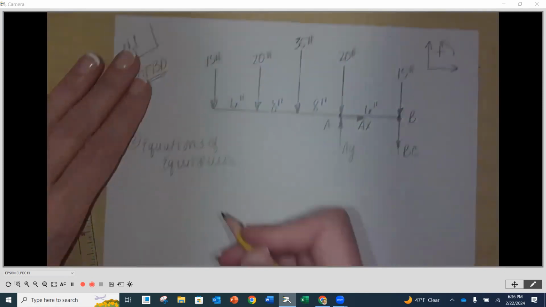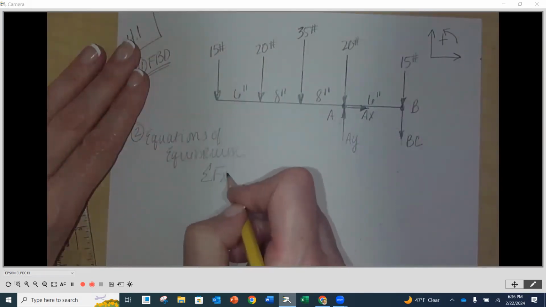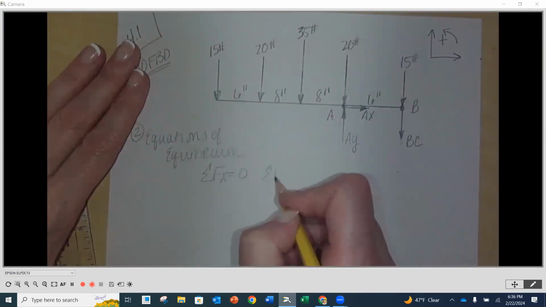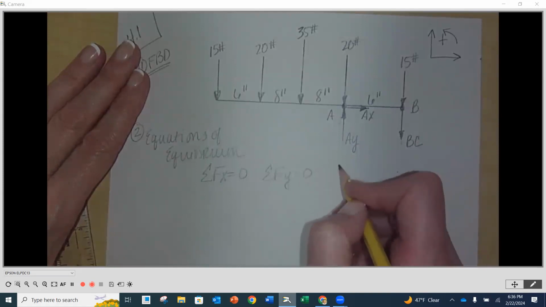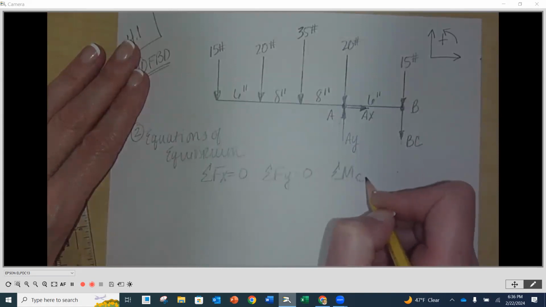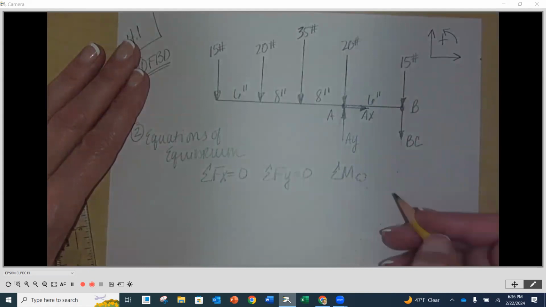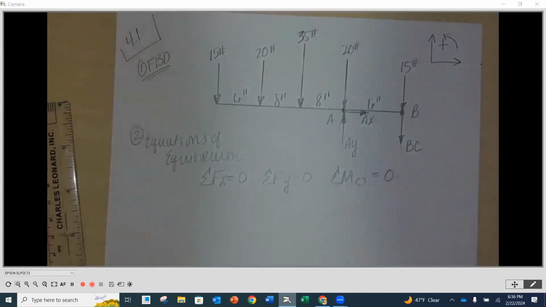And we know our equations of equilibrium are sum the forces in the X equals 0, sum the forces in the Y equals 0, and sum moments, and I'm going to put my little cloud here, you're going to strategically pick a point, set those equal to 0 as well.